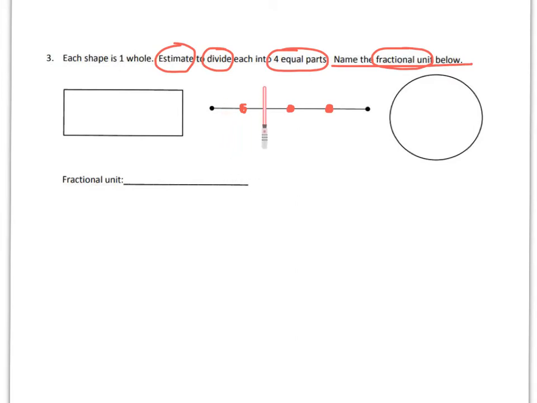1, 2, 3, and 4. I want you to pause right here, and I want you to go ahead and divide the rectangle and the circle into 4 equal parts, and then name the fractional unit. Go ahead and pause the video.